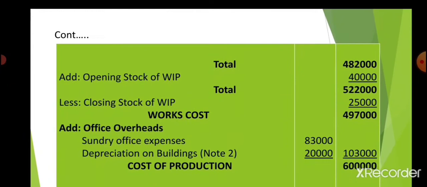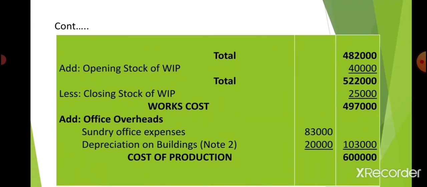So opening stock of work in progress 40,000, we have added: 4,82,000 plus 40,000 is equal to 5,22,000. From that we have to deduct the closing stock of work in progress 25,000. So works cost will be 4,97,000. So 4,97,000 is the works cost arrived after adjusting the opening and closing stock of work in progress. To this we have to add the office overheads.